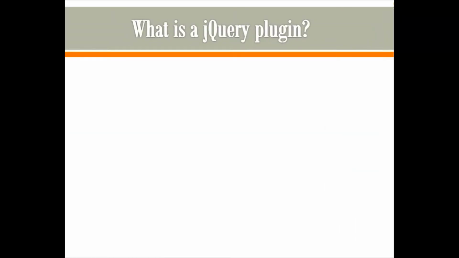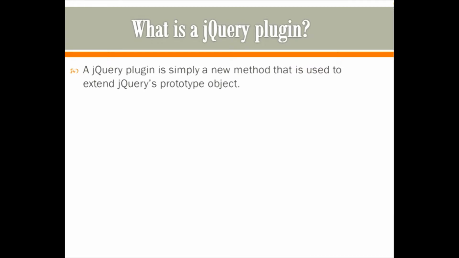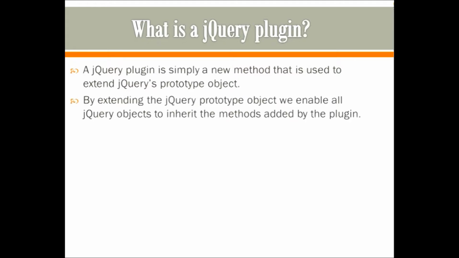So the question we have first is, what is a jQuery plugin? A jQuery plugin is simply a method that we use to extend jQuery's prototype object. By extending that object, we enable all jQuery objects to inherit any of the methods that we add by our plugin. So it looks like it's actually built into jQuery, whether it was part of the core or it was your plugin. It looks the same.